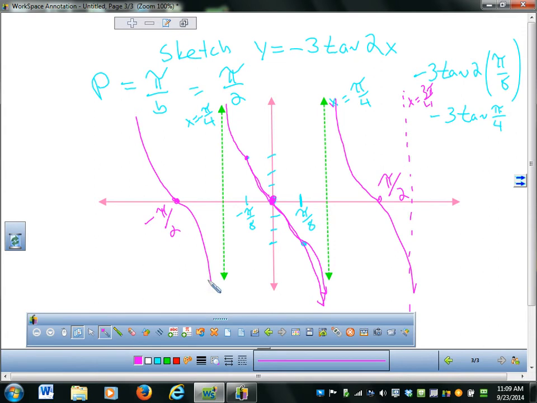Now we have to grab a cotangent graph. What are you doing? Ben's got the paper, having fun. Let's just do a cotangent one where we have to shift it. Okay?